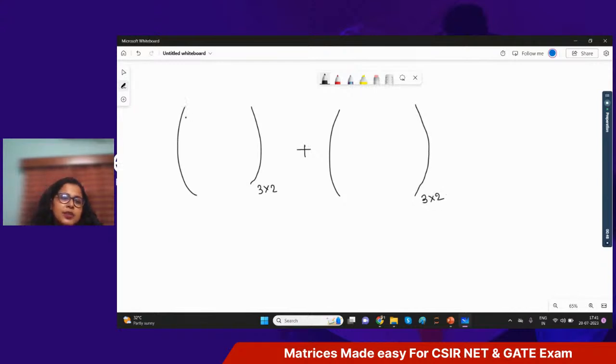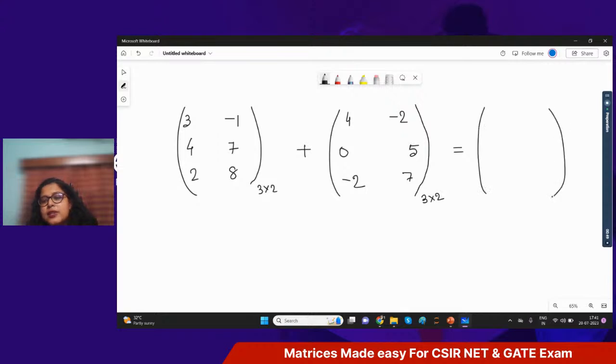Now say I'm taking the matrix 3, minus 1, 4, 7, 2, 8. And the second matrix will be 4, minus 2, 0, 5, minus 2, 7. Say I'm just taking it from my mind, nothing to make it tough. So if we are adding these matrices up, then we will be getting a matrix of the same order.